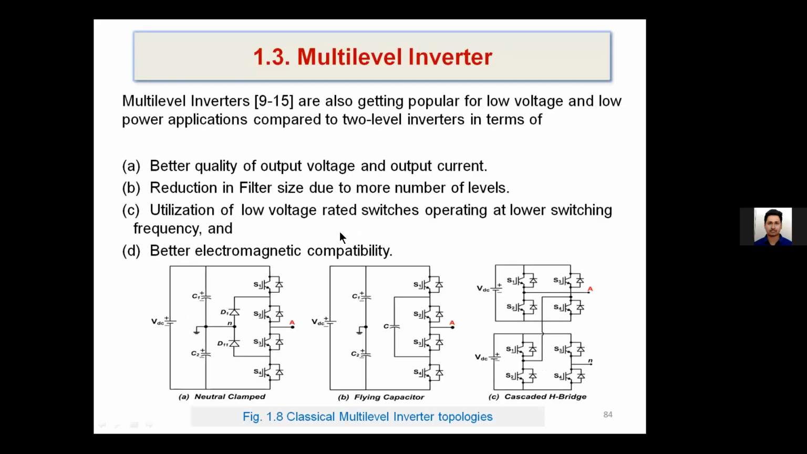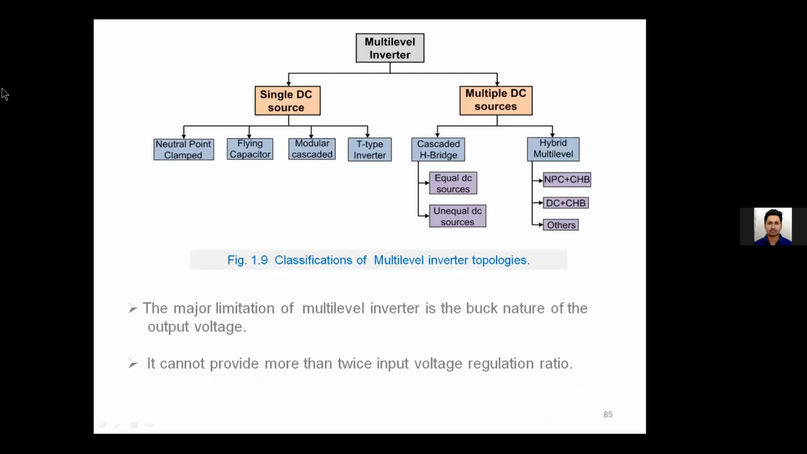So multi-level inverters have features in terms of better quality of output voltage and output current, and reduction in filter size due to the more number of levels. Because if you observe the multi-level inverter output waveform, it's almost close to a sinusoidal waveform. That's the reason the filter requirement is slightly reduced. Even better electromagnetic compatibility will be there. So this is the classification.